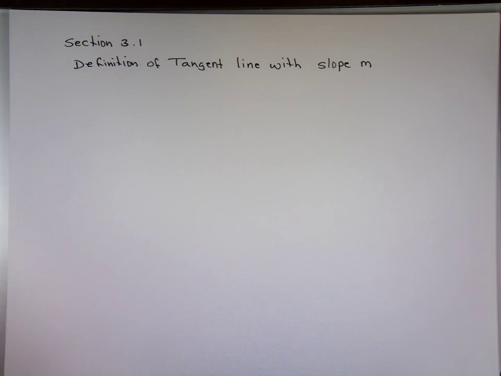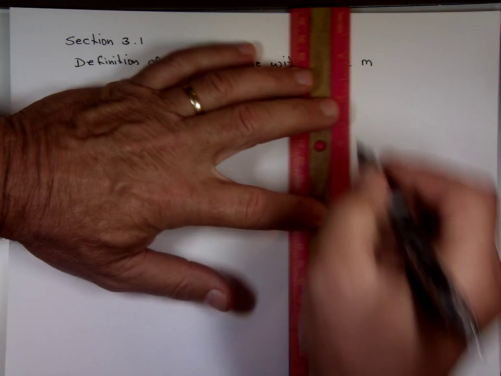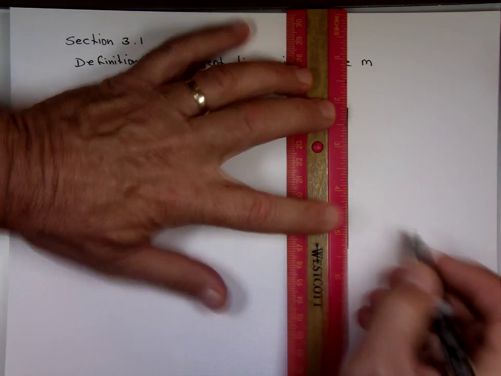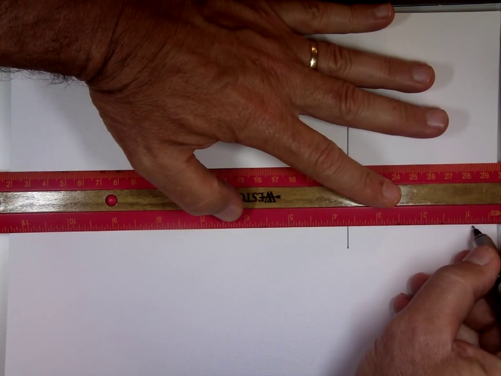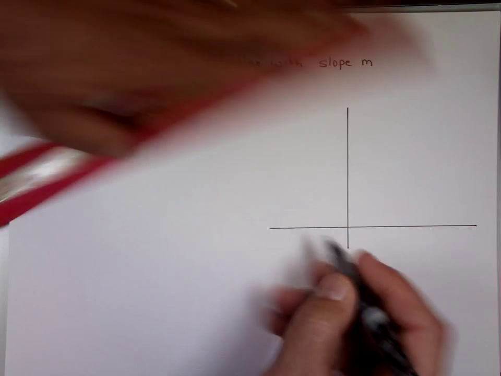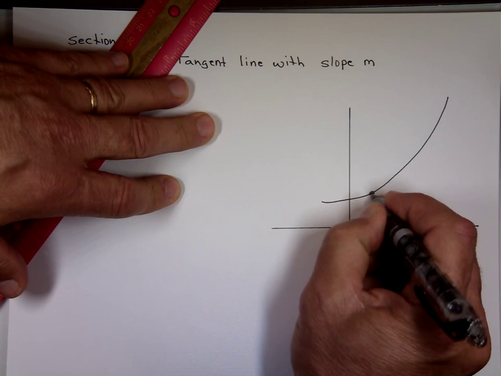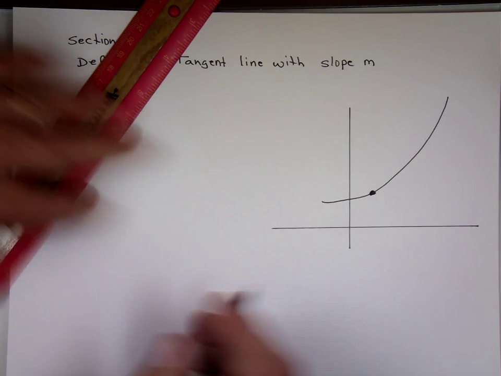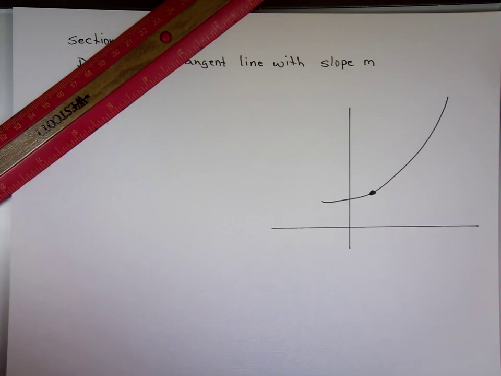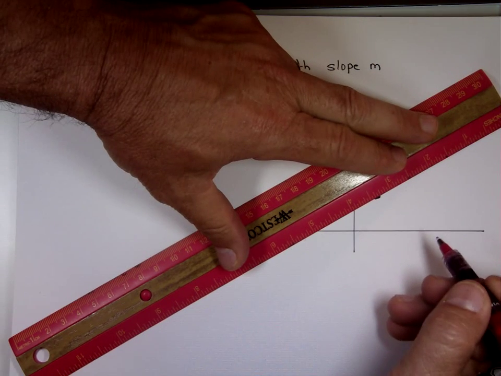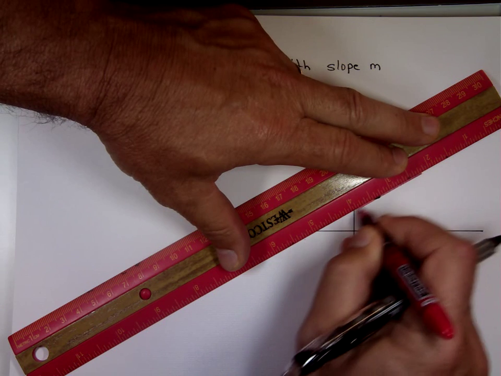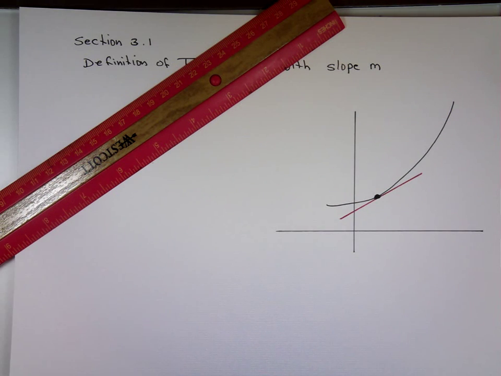Now, let's say we have this point here. I'm going to exaggerate a little bit there. I have this graph, and I want the slope at this point, the slope of the tangent line. This is my tangent line. I'm going to use a red marker. I want to find the slope of that line.